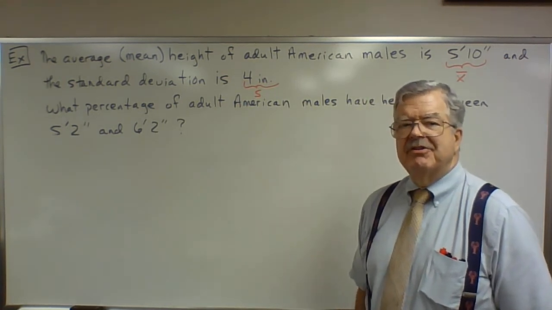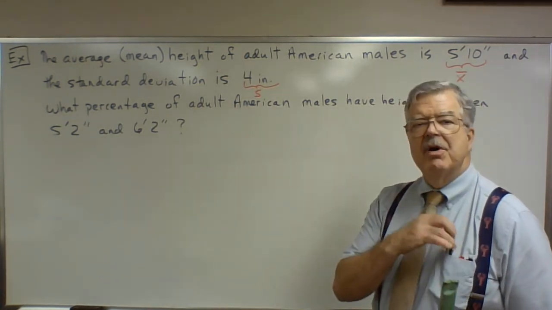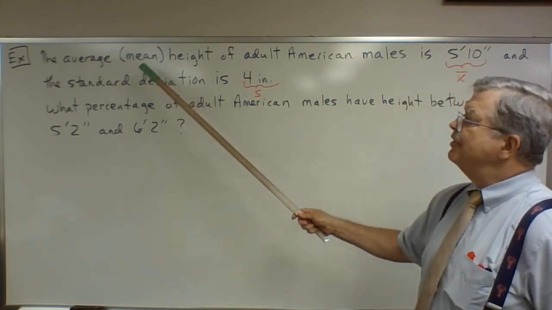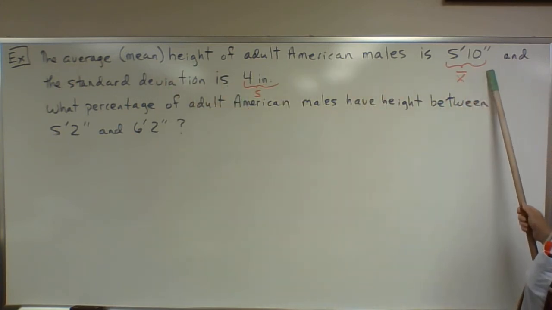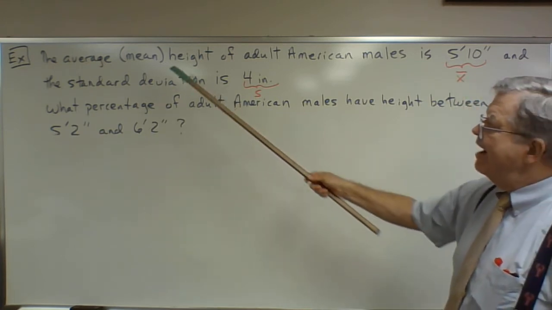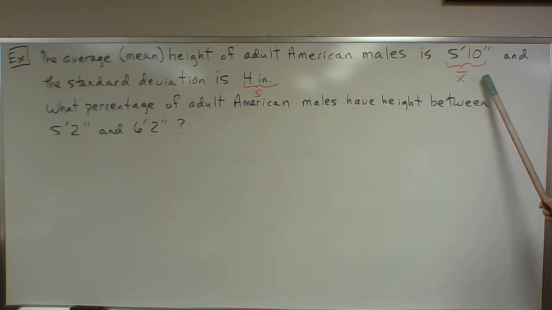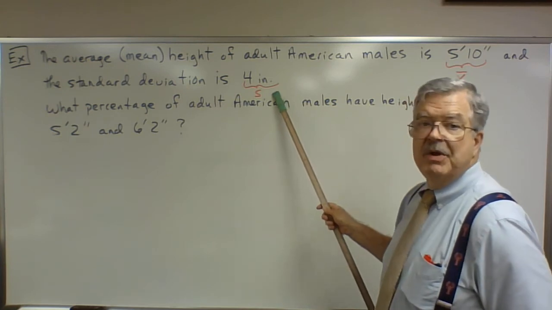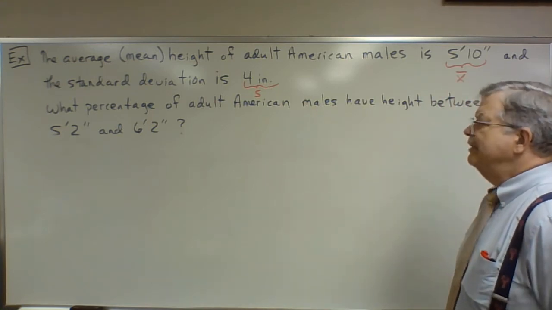And to get this lecture started, I'd like to use our last example to motivate what we're going to do today. Remember in the last example, we said that the average or mean height of adult American males is 5'10". This is the mean, so this is X bar. That's X bar. And the standard deviation is 4 inches. And we call that standard deviation S. And then we had this question.